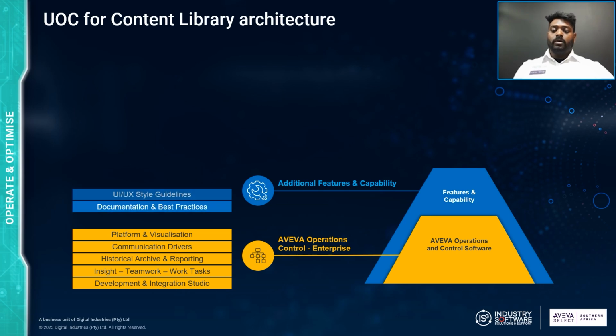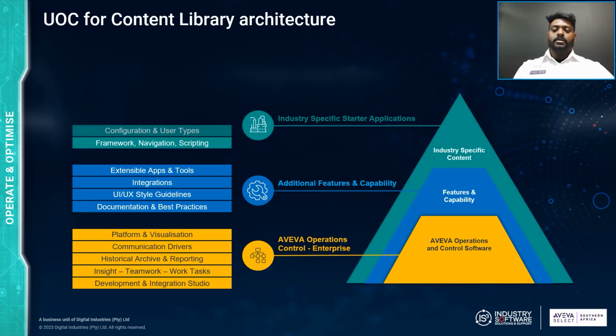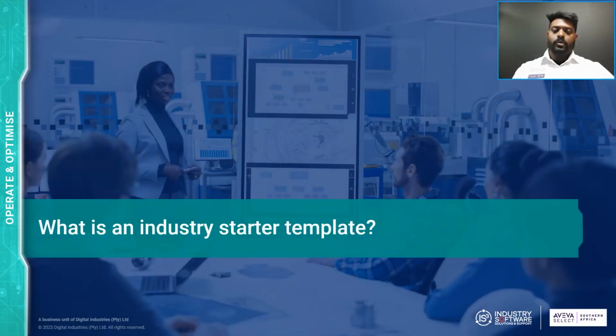The next layer is our features and capability. Here we focus on extensible apps and tools, different integrations, different user interfaces. The final layer is the industry-specific content. Here we have specific industry graphics in our starter applications, content library, and our framework navigation and scripting of the system. What is an industry starter template?